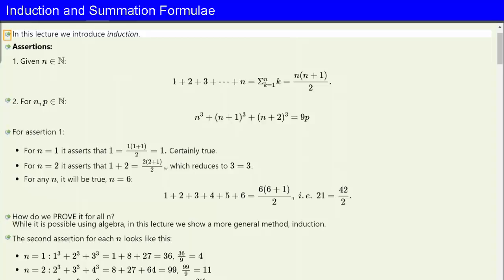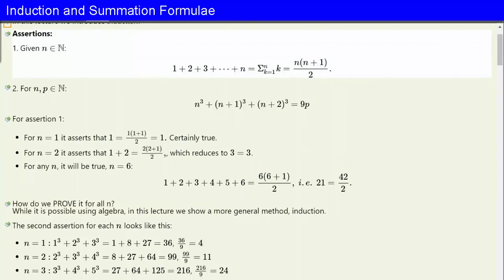In this lecture, we want to introduce a powerful technique for proving theorems and useful formulas, known as induction. Consider the following two assertions. 1. For any natural number n, the sum of the natural numbers from 1 up to n is given by the ratio n times n plus 1 divided by 2. We can write that out in summation notation as follows.